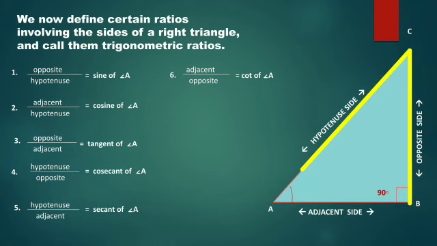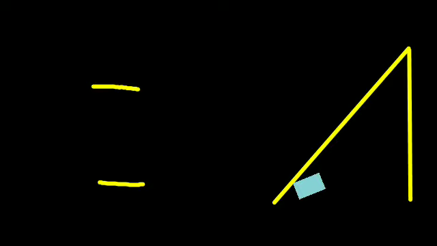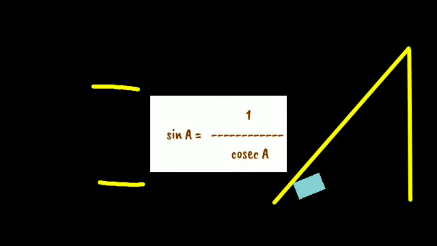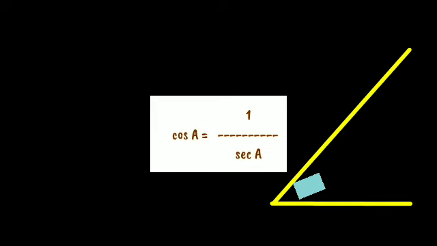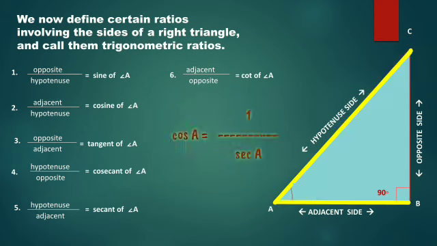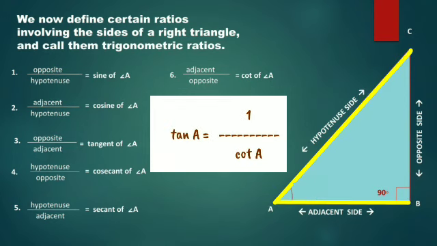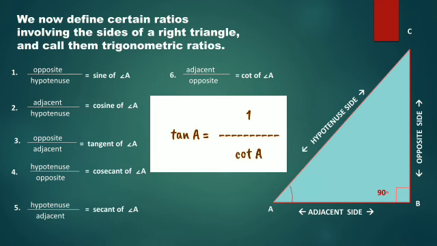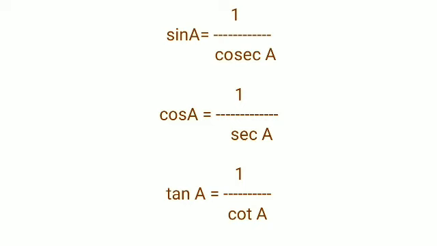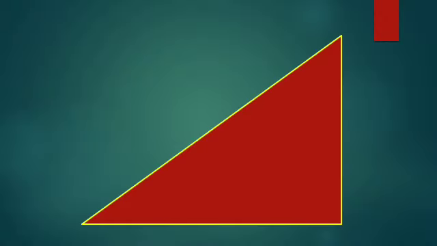Here you can also observe that sine of A and cosecant of A are reciprocals of each other. Sine of A is equal to 1 divided by cosecant of A. Similarly, cos of A is equal to 1 divided by secant of A. Also, tan of A is equal to 1 divided by cot of A. So sine of A is 1 by cosecant of A, cos of A is 1 by secant of A, and tan of A is 1 divided by cot of A.